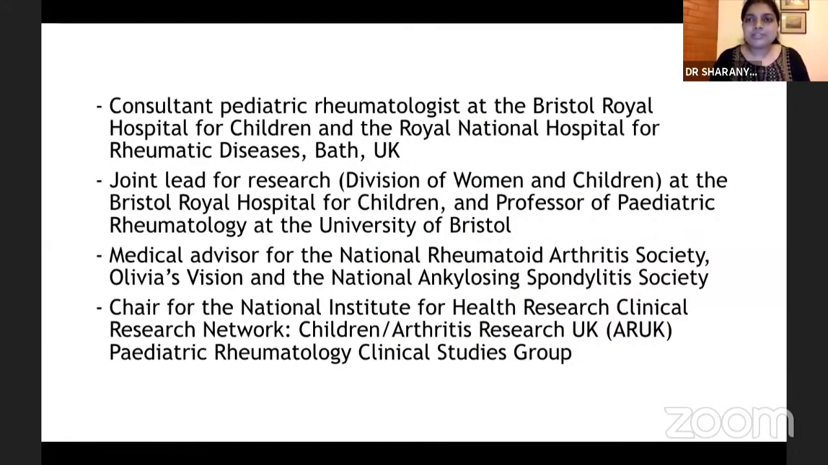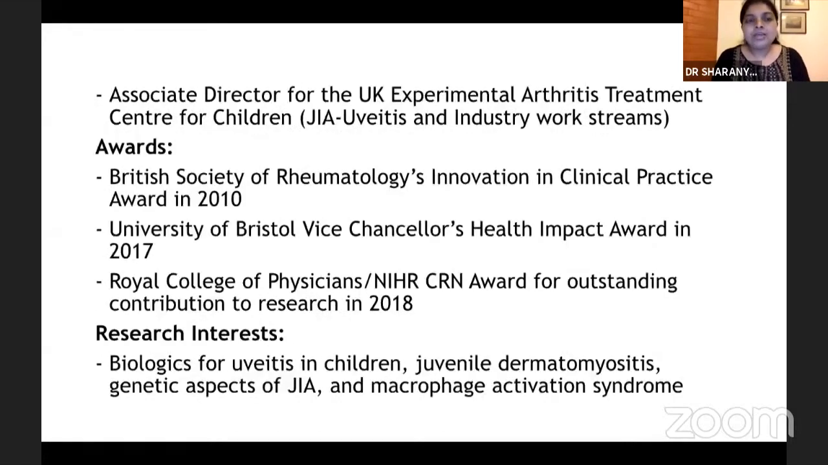Professor Ramanan is consultant pediatric rheumatologist at the Bristol Royal Hospital for Children and the Royal National Hospital for Rheumatic Diseases in the UK. He is the joint lead for research at the Bristol Royal Hospital for Children and Professor of Pediatric Rheumatology at the University of Bristol. Professor Ramanan serves as medical advisor for the National Rheumatoid Arthritis Society, Olivia's Vision, and the National Ankylosing Spondylitis Society. He serves as chair for the National Institute for Health Research Clinical Research Network. He is the associate director for the UK Experimental Arthritis Treatment Centre for Children.